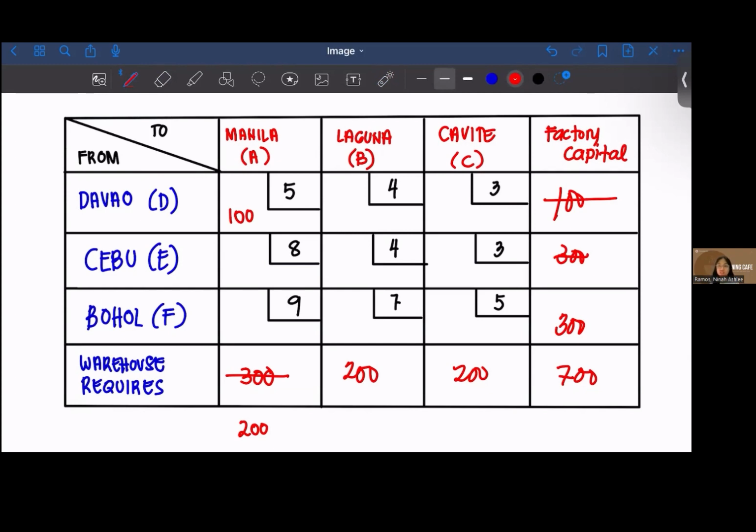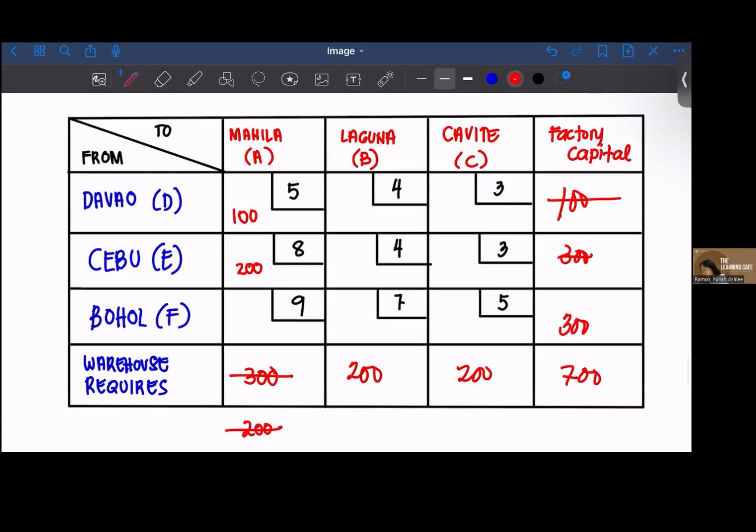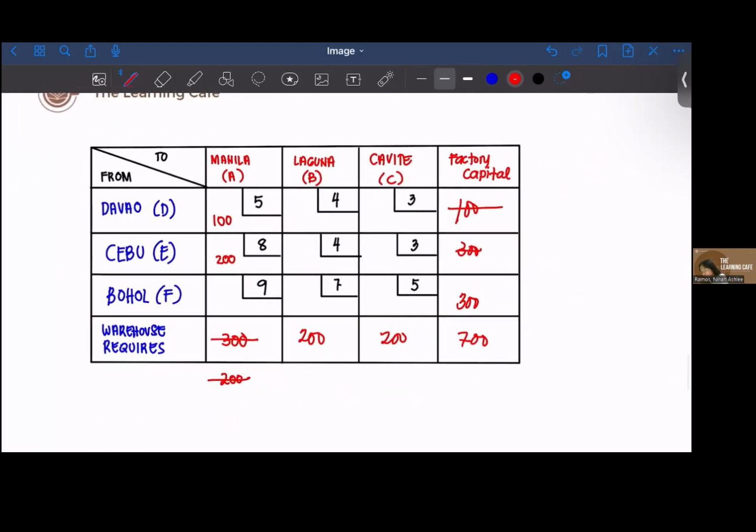So after this, we move to the second row in the same column. So now we assign 200 units from Cebu to Manila, and this meets the Manila demand. So we will now have zero warehouse requirements in Manila. So Cebu now has the remaining 100 units. Why? How does it happen? Because we have 200 in Cebu to Manila, this leaves the factory capacity only 100 units. So Cebu now has 100 units remaining.